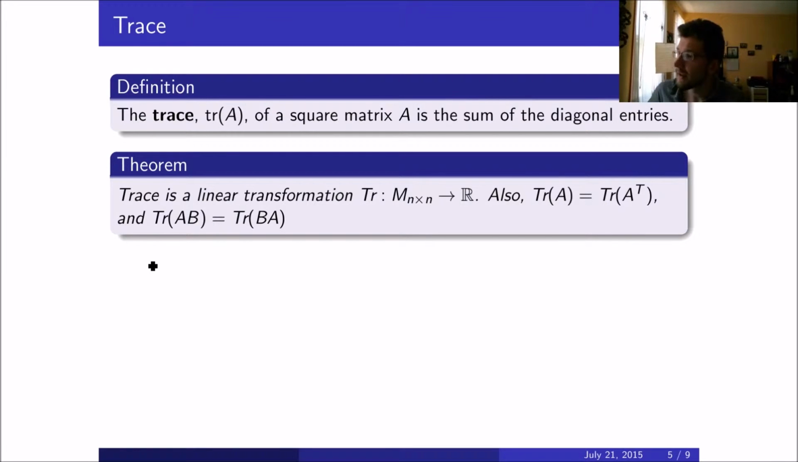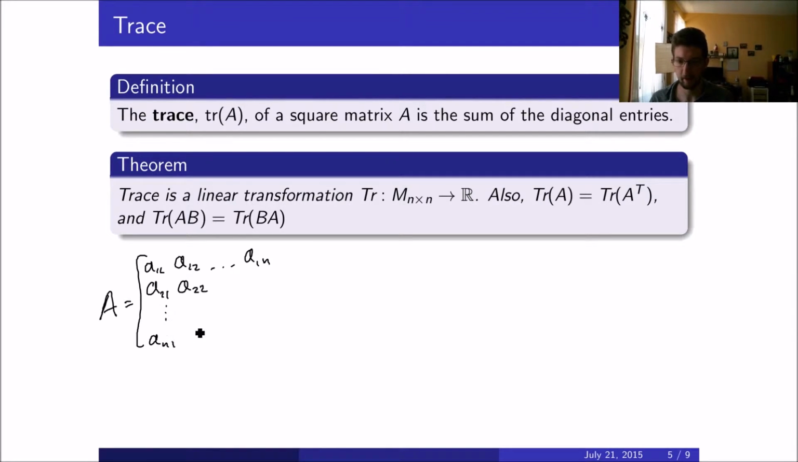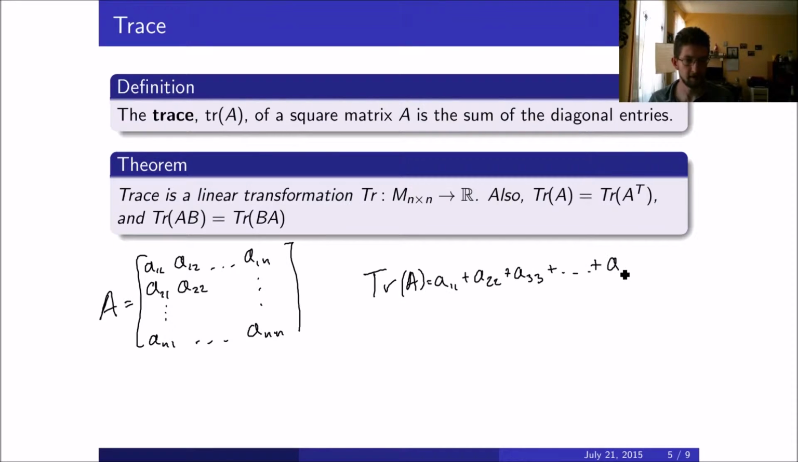Okay, let's discuss the trace of a matrix. The trace is the sum of the diagonal entries. So if you have A equal to the usual A11, A12, all the way out to A1n, and A21, A22, and go all the way out to An1, and all the way out to Ann. Well, the trace of A is just going to be A11 plus A22 plus A33, all the way out to plus Ann.